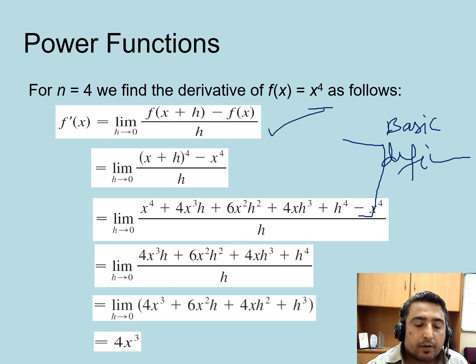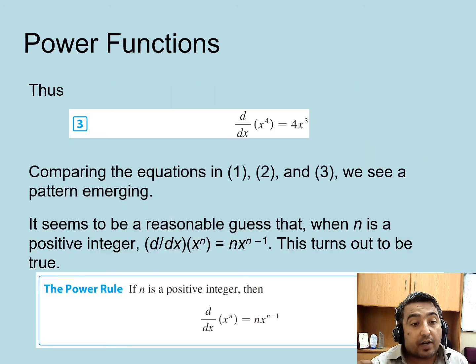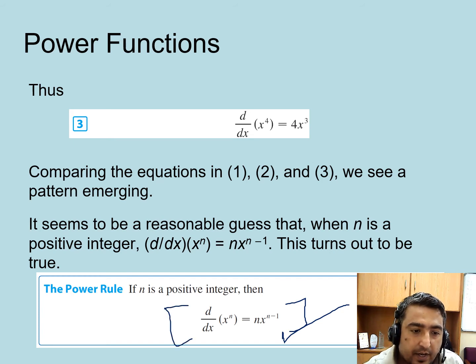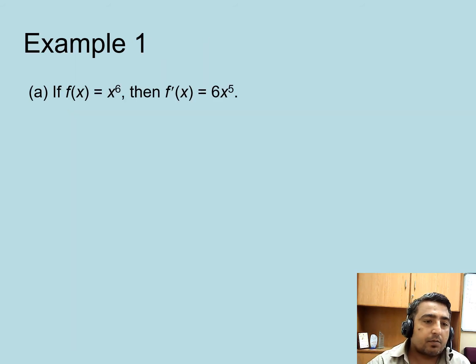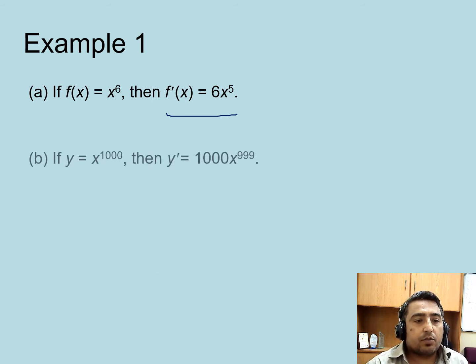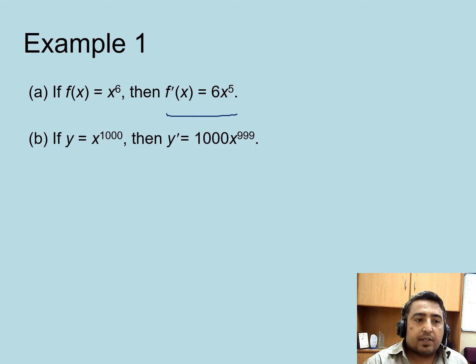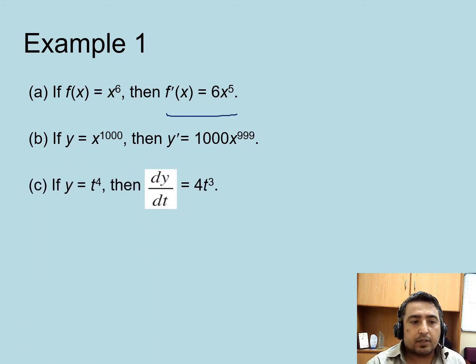So this is the formula, and generally for power n, we summarize this power rule as: the differentiation of x to the power n is equal to n x to the power n minus 1. In this example, x to the power 6, the derivative is equal to 6 x to the power 5, and you can verify this using the basic definition. Even for any power, let's say 1000, the derivative will be 1000 times x to the power 999, that is, 1000 minus 1.